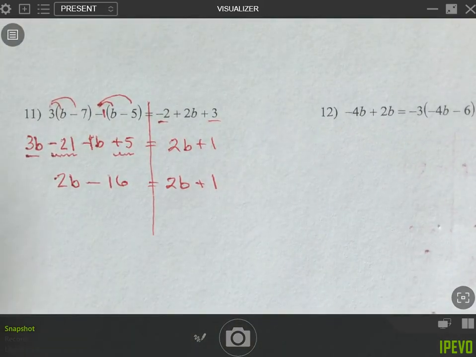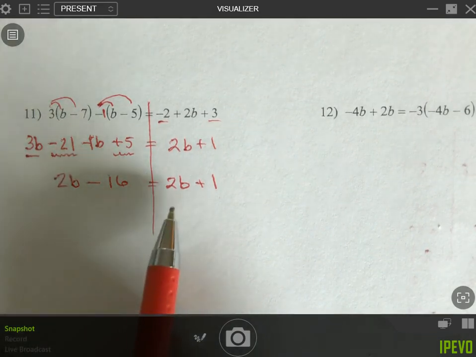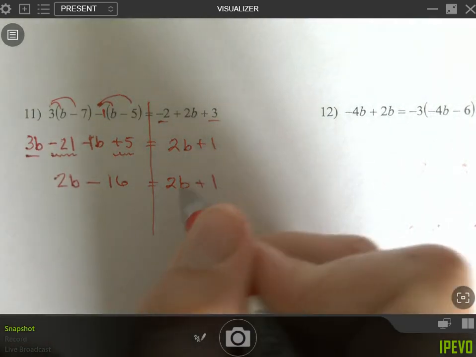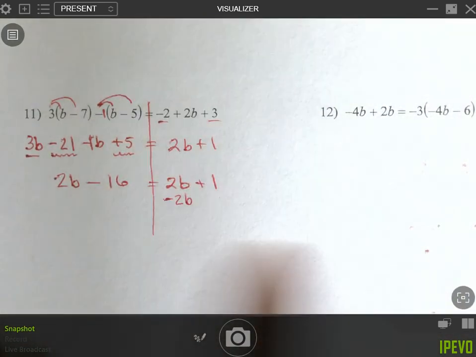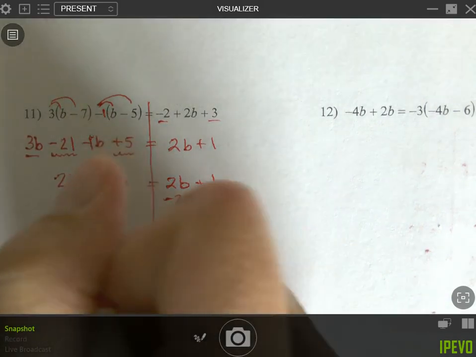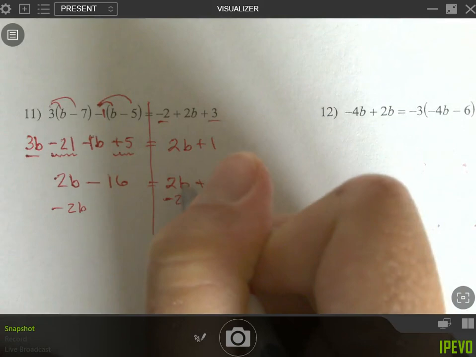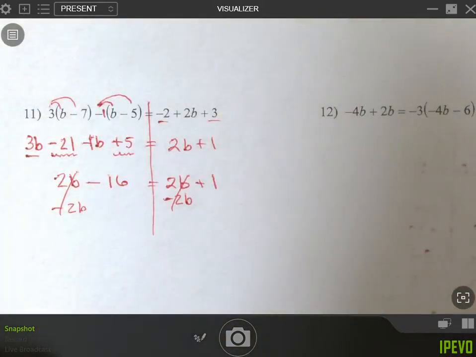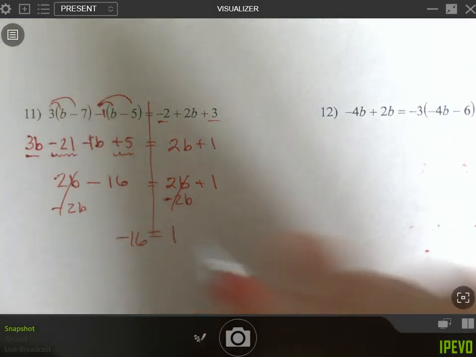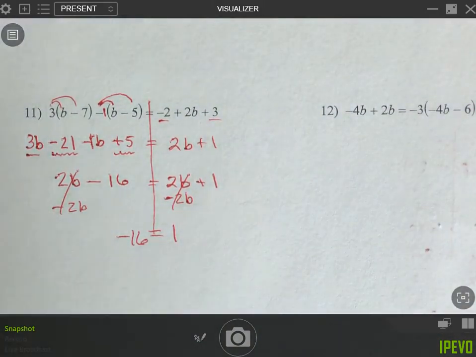Okay, now this is your choice. There's really 4 things we can do. I like to move the variable first. So I'm choosing to take this 2b and move it over here. So how do I get rid of it? I'm going to subtract it. So whenever I have the variables on two sides, I like to move the variables to one side first. But what happens when I subtract it? It cancels. I wasn't meaning for that to happen, but it did. Now I have negative 16 equals what? 1. So the b is gone.